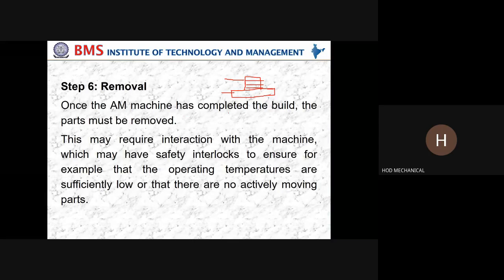Once the AM machine has completed the build, the parts must be removed. This is called the part, so this part has to be removed. This may require interaction with the machine, which may have safety interlocks to ensure, for example, that the operating temperatures are sufficiently low or that there are no actively moving work parts.